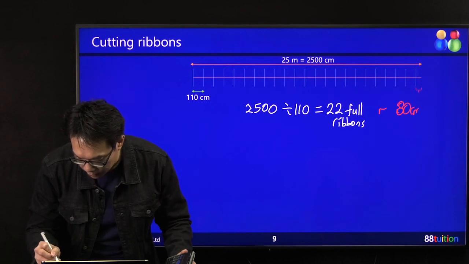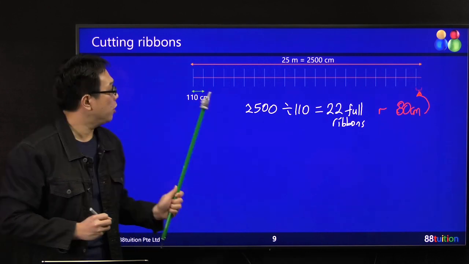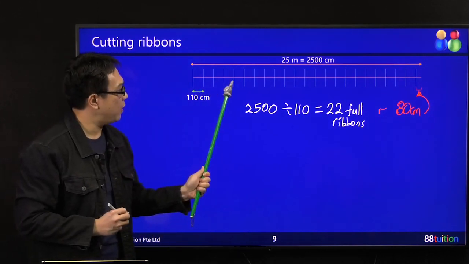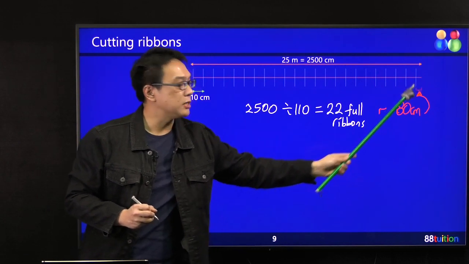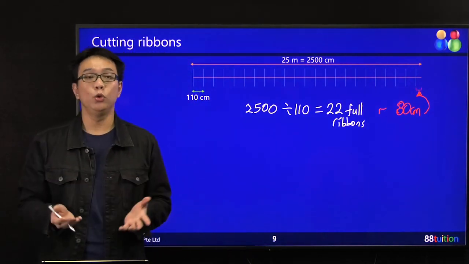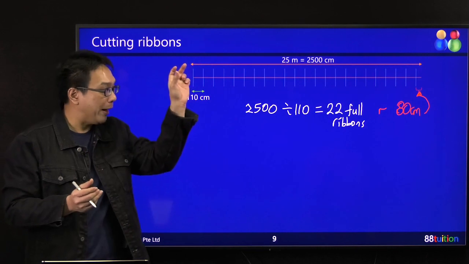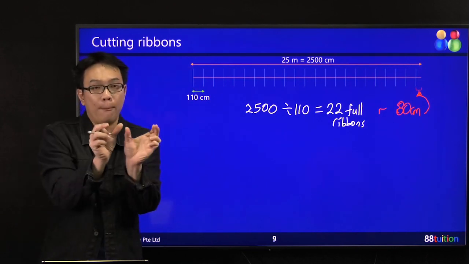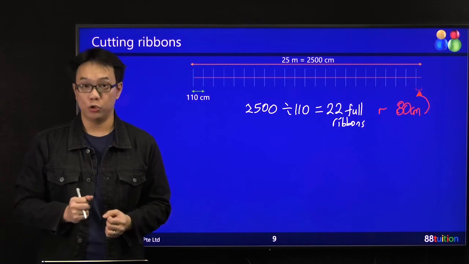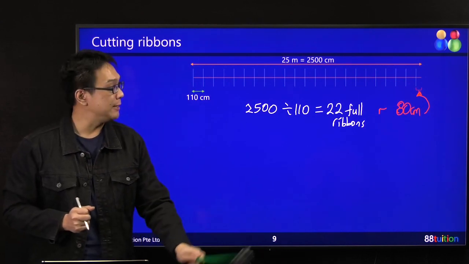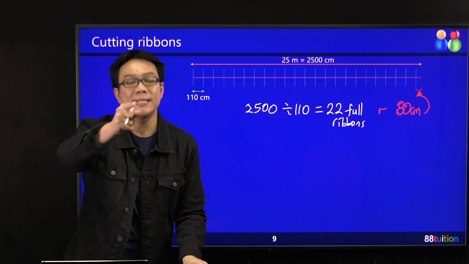And your 80 cm belongs to here. Can you see? It's not full. So all these spaces are calculated very accurately. It's just that the last part down here, there's a remainder of 80 cm. What do you do with it? You don't collect all the 80 cm and combine it into new ribbons. No. As I say, no scotch tape, no super glue. So what happened to this 80 cm? Thank you. Wasted. Very good.